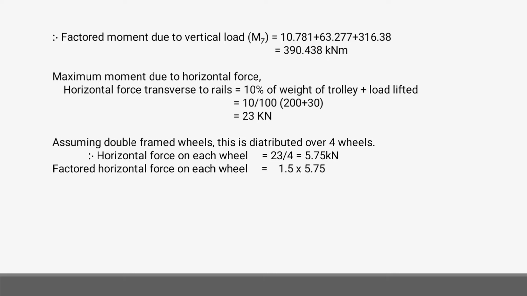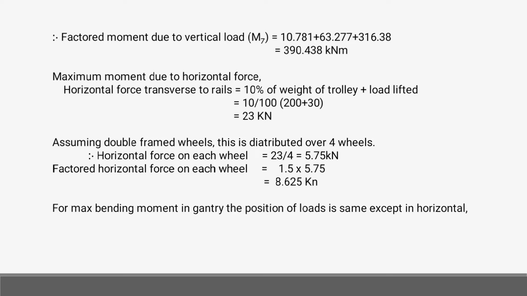Then factored horizontal force on each wheel is equal to simply multiplied by the factored load. So the factored constant is 1.5. So 5.75 into 1.5 is equal to 8.625 kilonewton. Then for maximum bending moment in the gantry girder, the position of load is same except in horizontal. Then M is equal to 8.625 divided by 236 into 316. So the answer is 11.56 kilonewton meter.